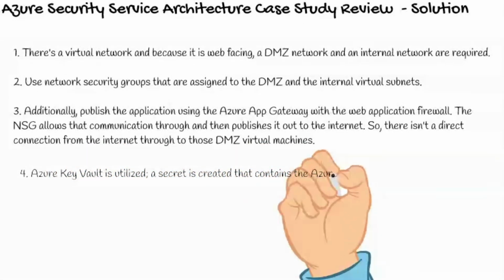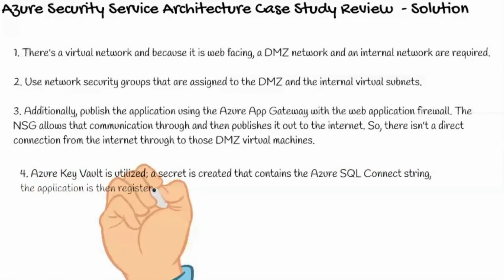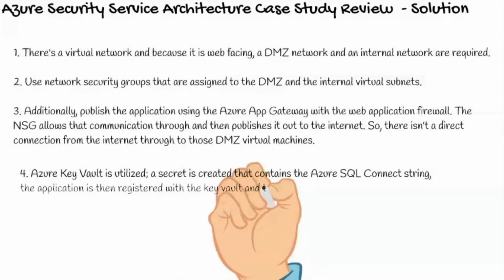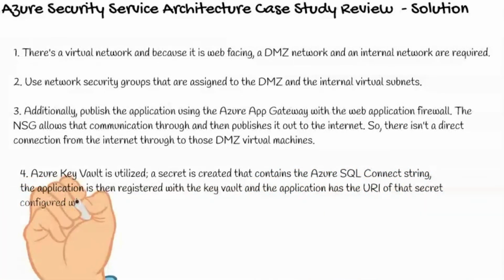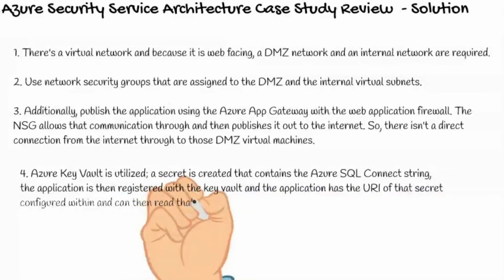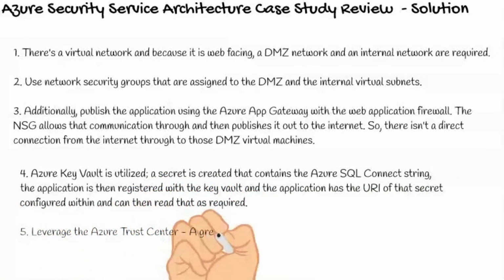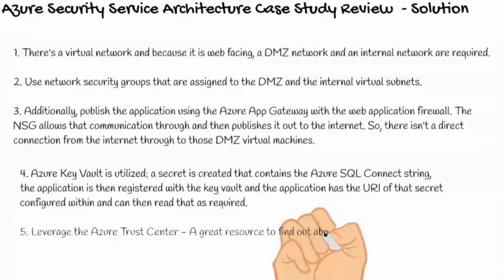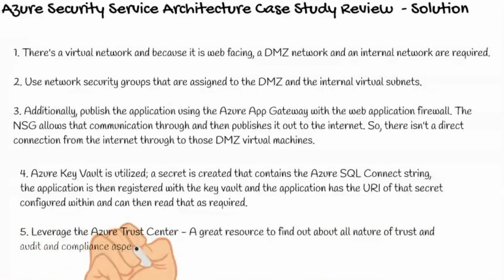A secret is created that contains the Azure SQL connection string. The application is then registered with the Key Vault, and the application has the URI of that secret configured within, and can then read that as required. Leverage the Azure Trust Center, which is a great resource to find out about all nature of trust and audit and compliance aspects of Azure.